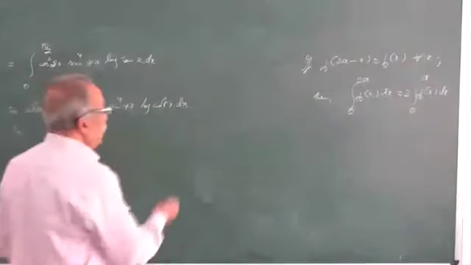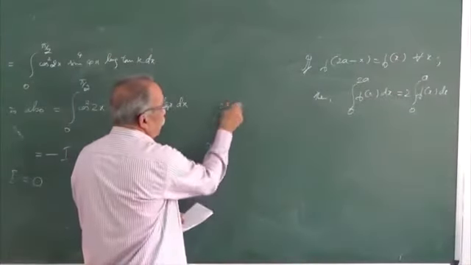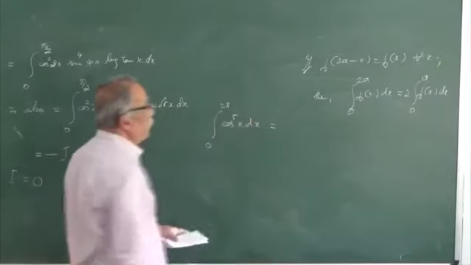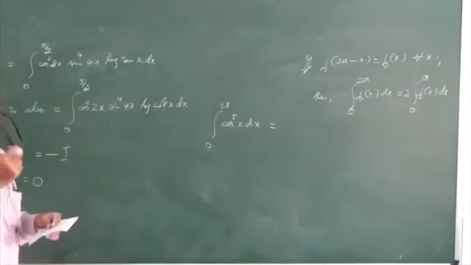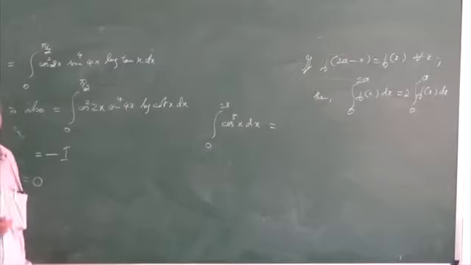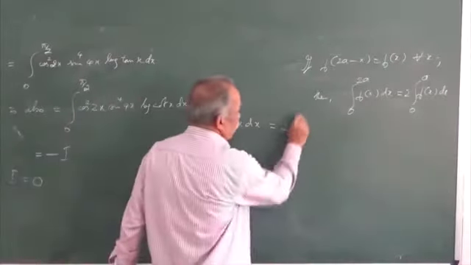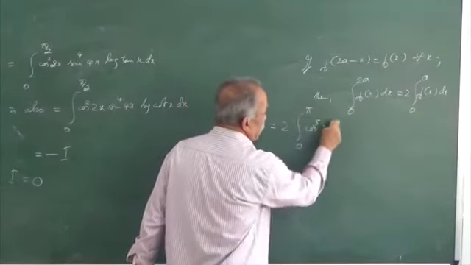For example, is f of 2a minus x equal to f of x? Is cos of 2 pi minus x equal to cos of x? Yes, the property applies. What do you get? It's equal to twice the integral from 0 to pi of cos to the power 5x dx.